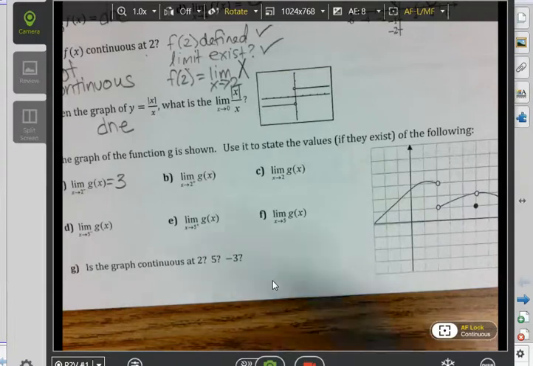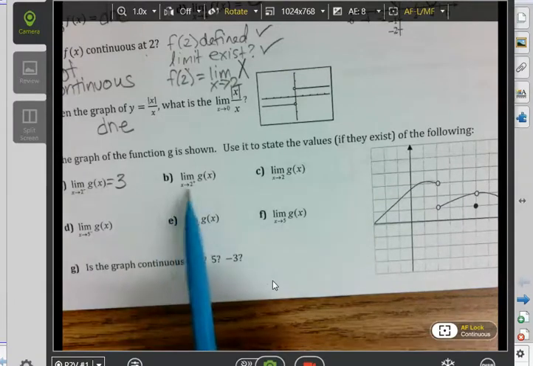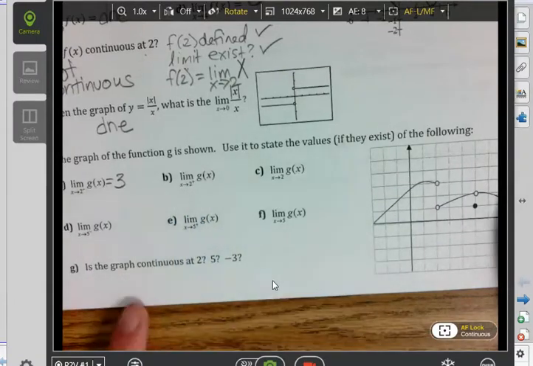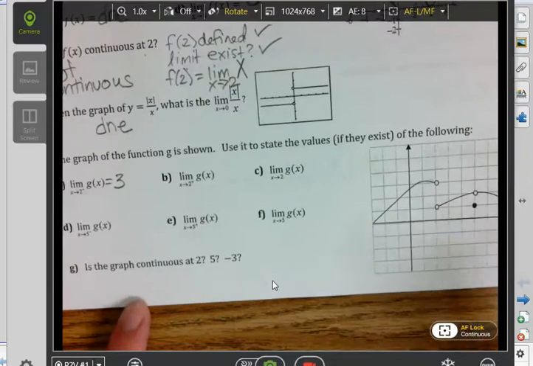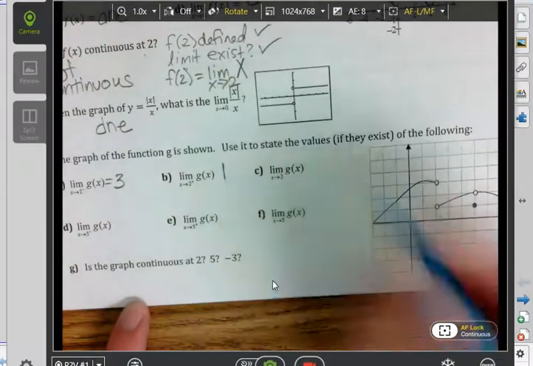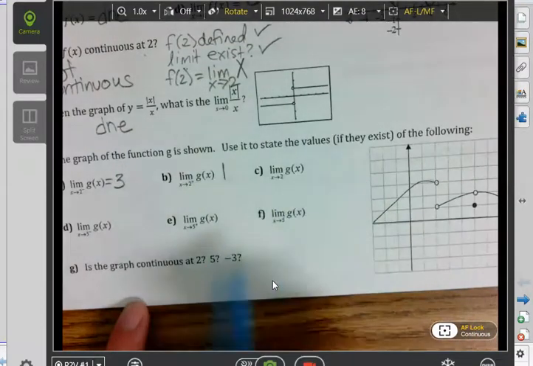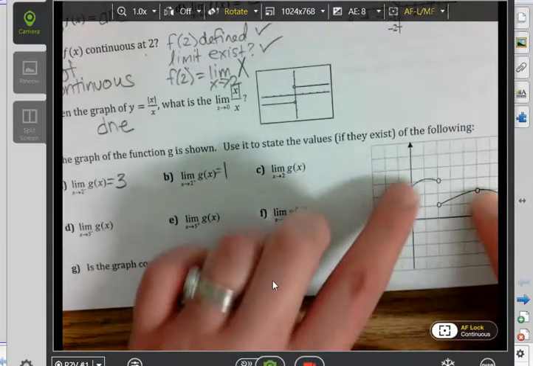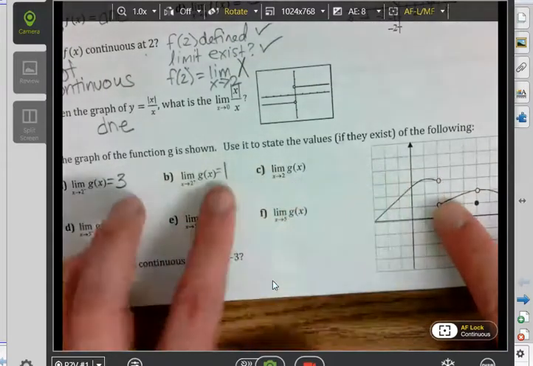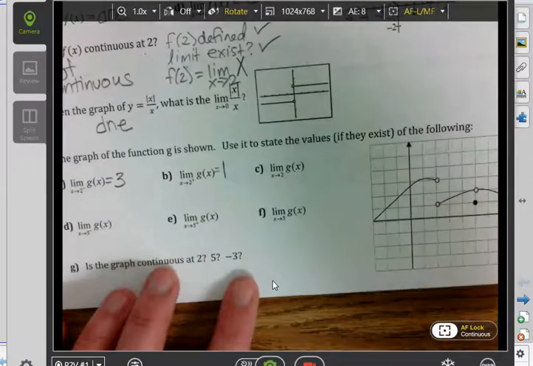Okay, so we're back. We're going to go limit as x approaches 2 from the right. So as you approach 2 from the right, what y value did you get close to? 1. And then the limit as x approaches 2, it has to be the same from the left and from the right. But we got different numbers, so what do we write? DNE, does not exist.